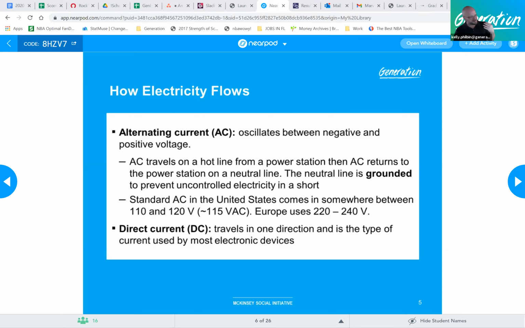And then you have direct current, which travels in one direction, and it's the type used for most electronics. So when electricity comes into the house, it is alternating current, and for the electronics to be able to use it, it has to be in direct current, and we have to convert it from one to the other in order for the devices to actually be able to use it.